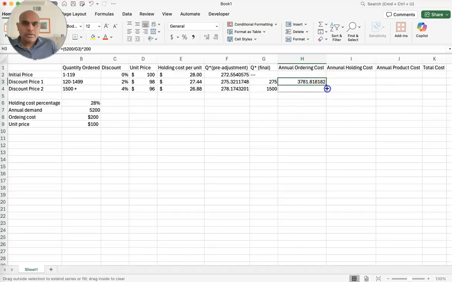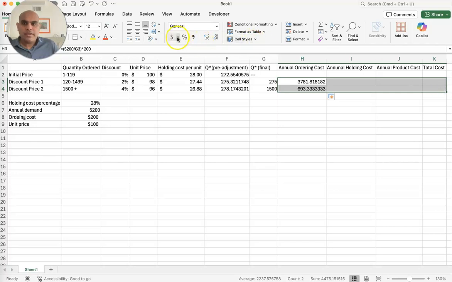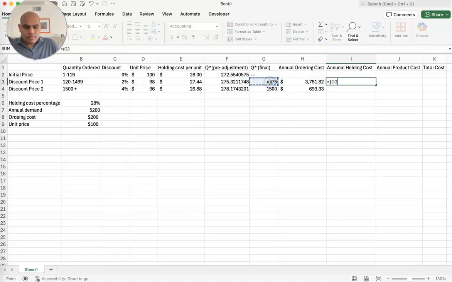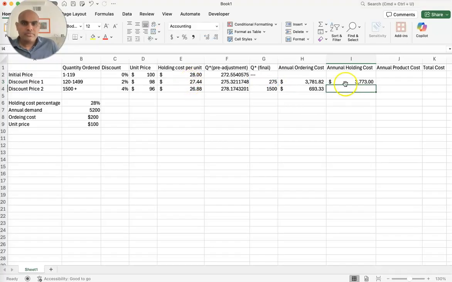This is the ordering cost here. So what I'm going to do is make all of these numbers dollar values, right? Okay, now let's calculate the annual holding cost. So the annual holding cost in this case, remember, it'll be Q over 2 times capital H. So Q over 2 is the average inventory that you hold times capital H. So capital H is what we calculated here, right? So that's our holding cost.